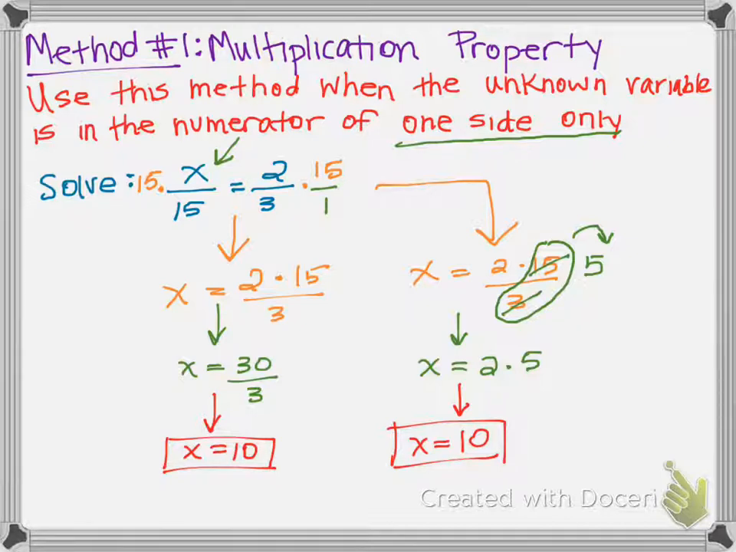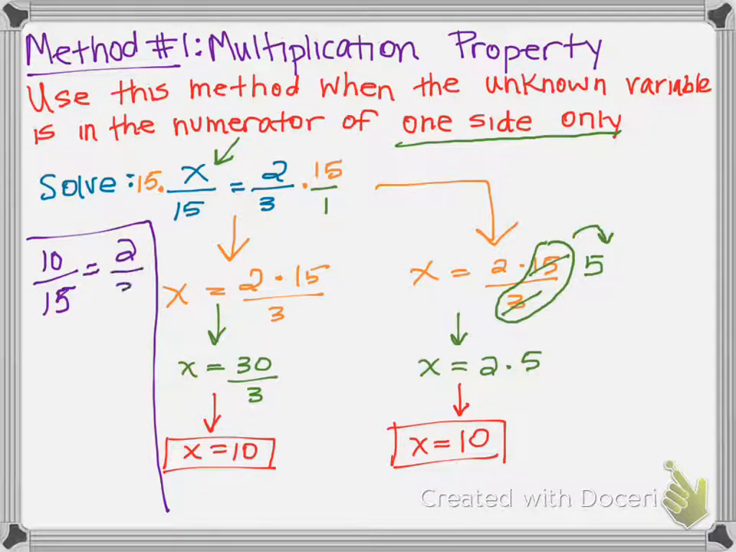Notice that whichever way you decide to do it, whether you reduce first or not, you end up with the same answer either way. In case you wanted to check your work at this point, you can always take the answer you get and plug it into the original problem. So over here on the side, I'm going to check the work. So I have 10 divided by 15, and that is equal to 2 over 3. Two ways you can find out. You can either reduce that fraction, 10 over 15. Both of them are divisible by 5. 10 divided by 5 is 2, and 15 divided by 5 is 3.